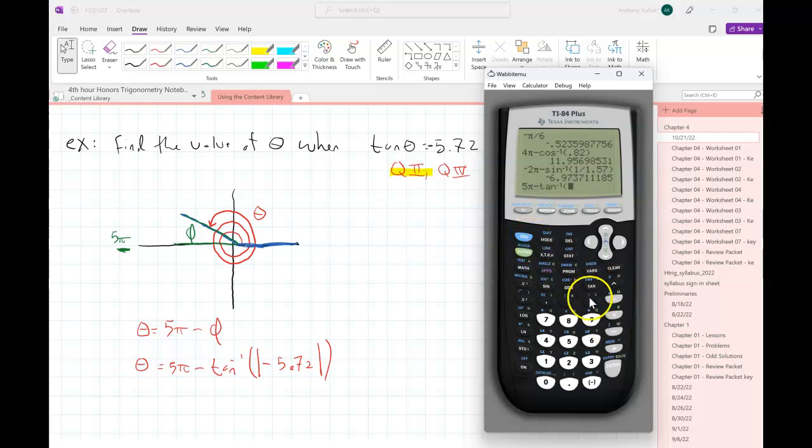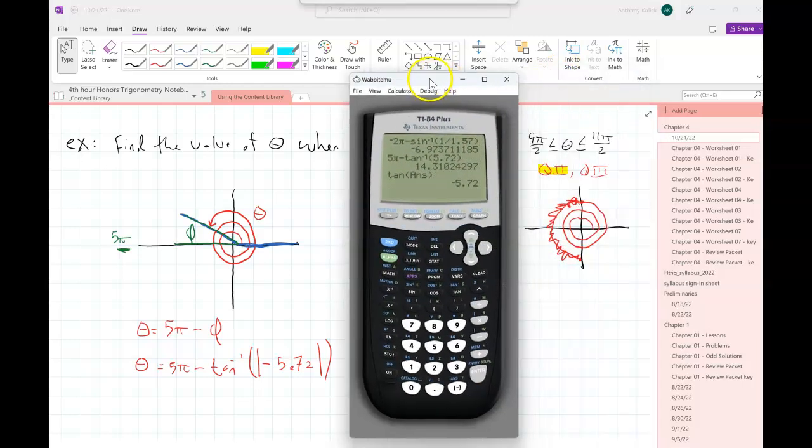This is starting to feel more comfortable. So 14.31. Just worth pointing out to you that you can check this, right? If I do tangent of that angle, I better get negative 5.72 back, which I do. And if I check, I want to make sure that this angle, 14.31, is between 9 pi over 2 and 11 pi over 2.